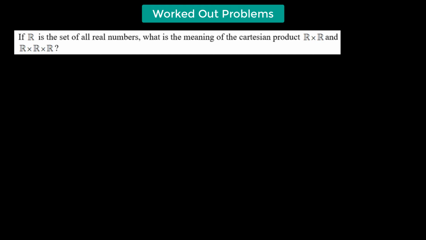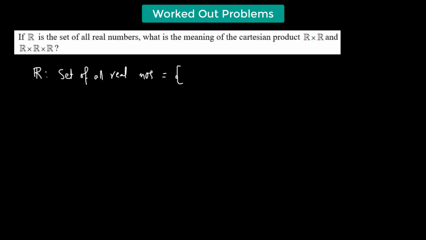So in this particular question, we have R, which represents the set of all real numbers. And we have to find the meaning of the Cartesian product of R with itself and the Cartesian product of R with itself 3 times. So let us begin by writing down that R represents the set of all real numbers.